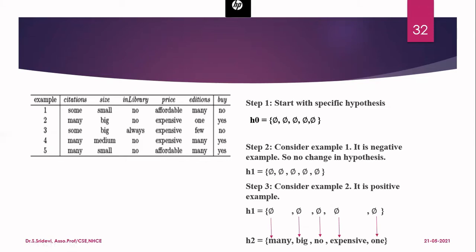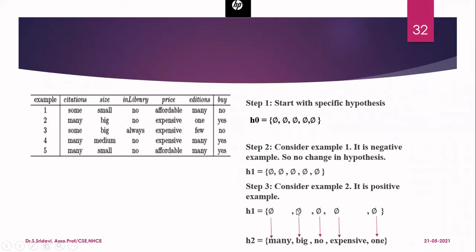Now what I have to do is compare this hypothesis H1 with the values of your current record. The current record has the values many, big, no, expensive, and 1. Here, for the first feature, it is null, whereas the record's first feature is many. Null is more specific, meaning it is not accepting any value. But you are saying that I will accept the value many for the citation. So you have to change that to many instead of null.